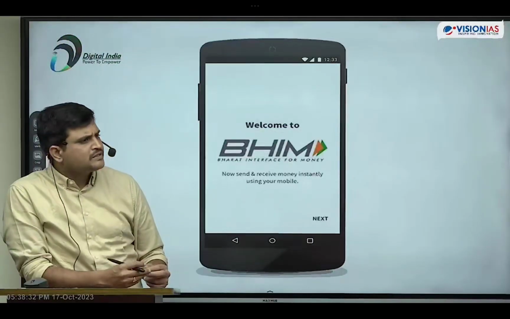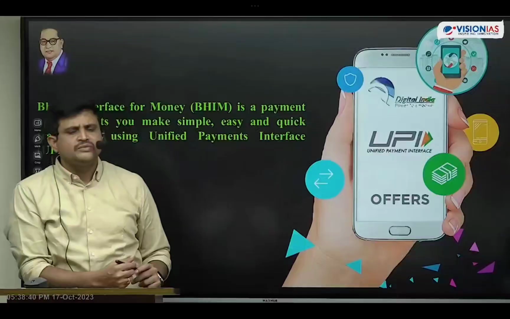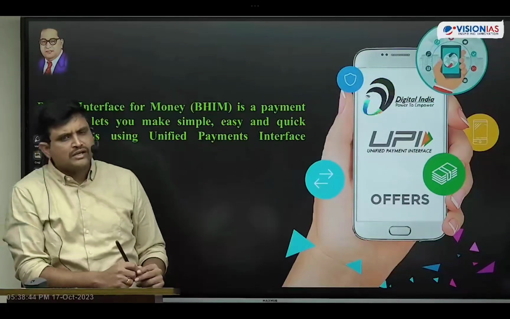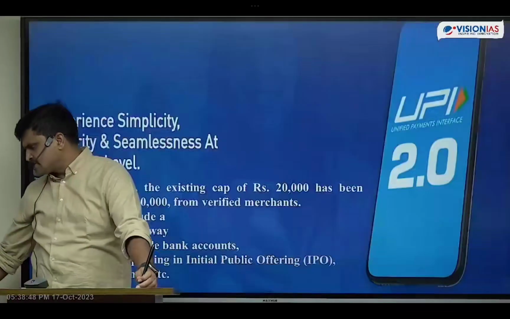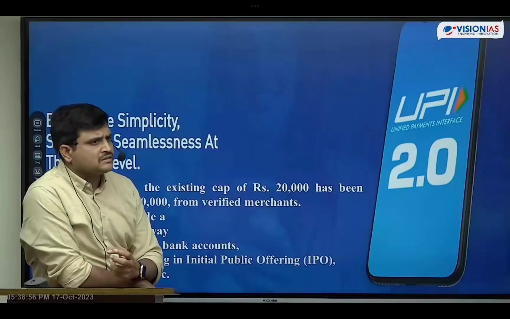Now, who developed this Beam app? NPCI, the National Payments Corporation of India, which is under RBI, has developed this Beam app, students. And recently Beam 2.0 was launched. So what is this Beam 2.0? What are the updated features? Enhanced transactions.